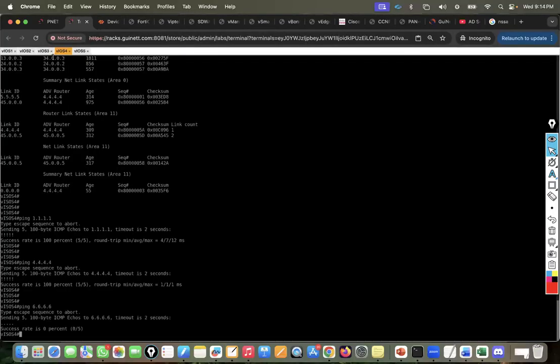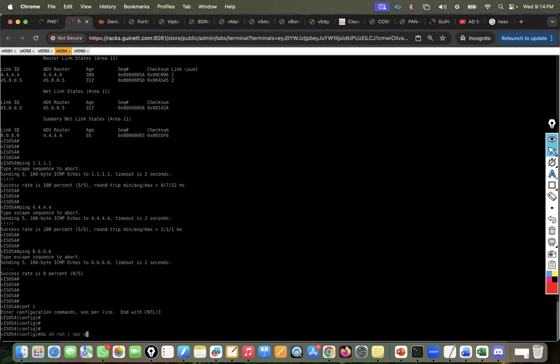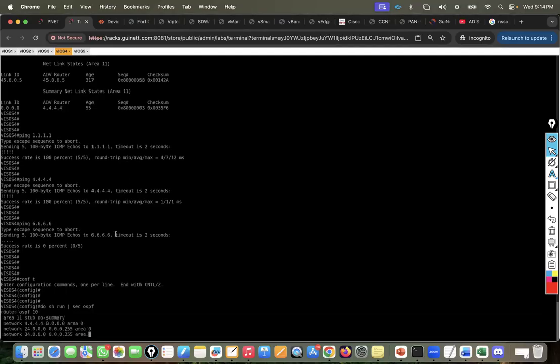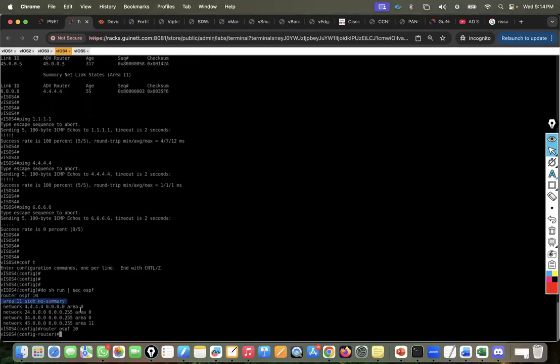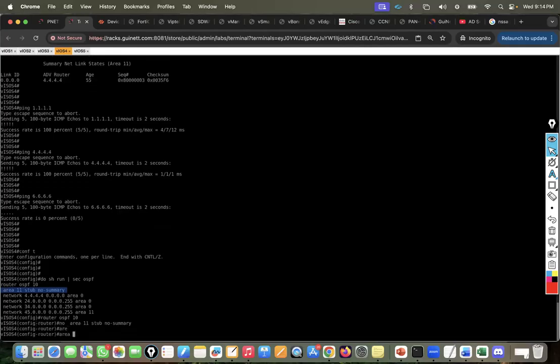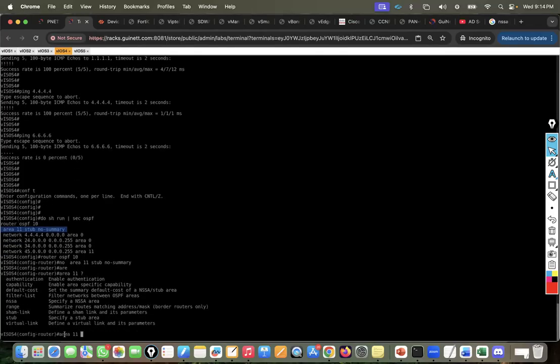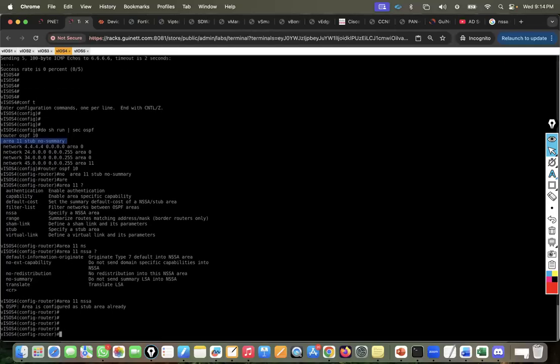So you go there and make the configuration changes. Okay, area 11, and here you have to make it NSSA, not stub area. No-summary we do not use; we'll use the NSSA next. Area 11, no stub area. Okay.